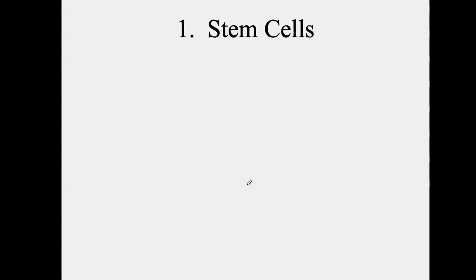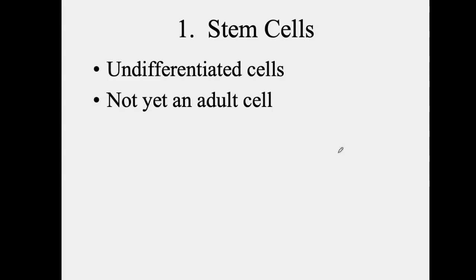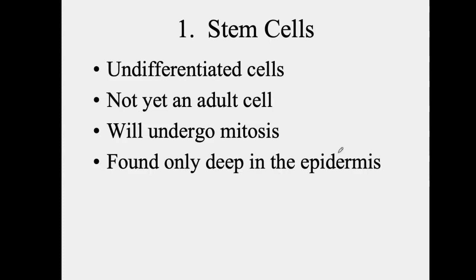So let's look at the cells. The first one we're going to look at, just like we have before, is what are the stem cells of this system. So your skin has a lot of undifferentiated cells. If they're undifferentiated, it means they haven't yet committed to being a skin cell. They're flexible. They're able to be a different type of cell. So they're not yet an adult. They will undergo mitosis. They will change. They will divide and change. And these are found deep in the epidermis. Epidermis, which is that very top layer only.